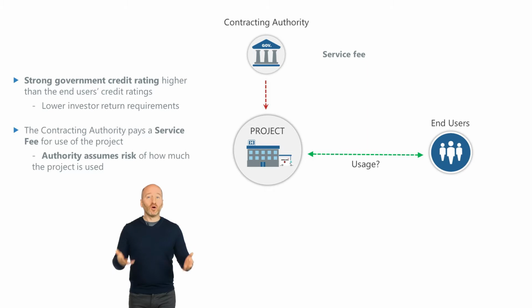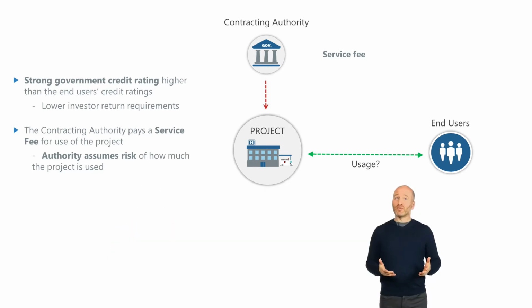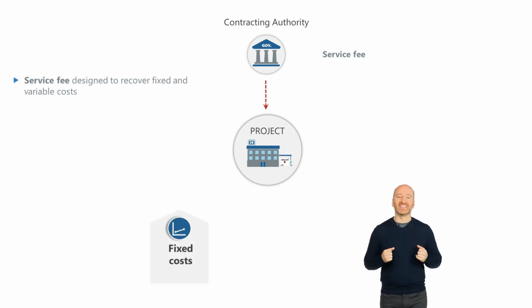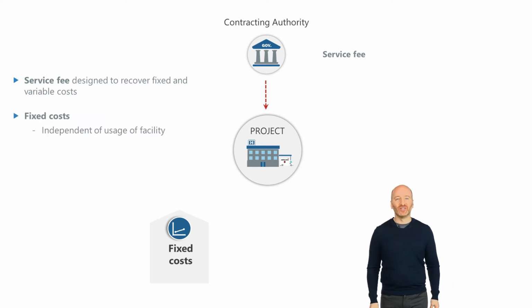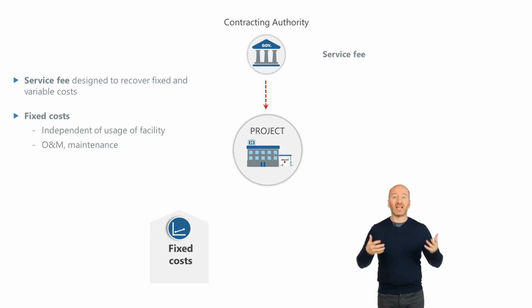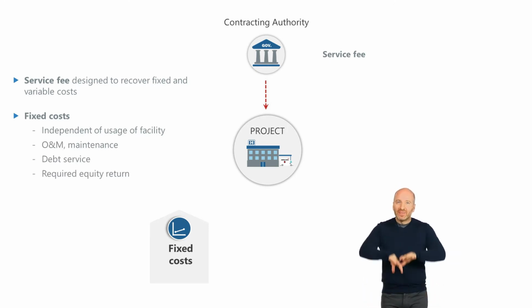To arrive at the appropriate level of service fees, it's helpful to disaggregate the component parts. So basically, how can we establish a service fee system which allows a project company to recover its fixed costs and its variable costs? Fixed operating costs are incurred independently of the actual usage of an infrastructure facility. These costs include a certain amount of labor, basic maintenance, O&M, as well as debt service and a required return on equity.